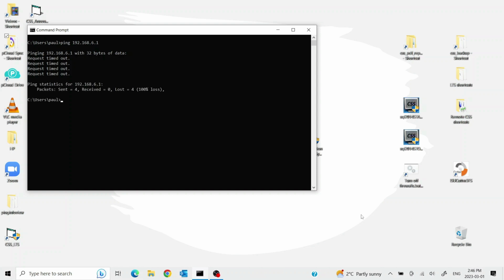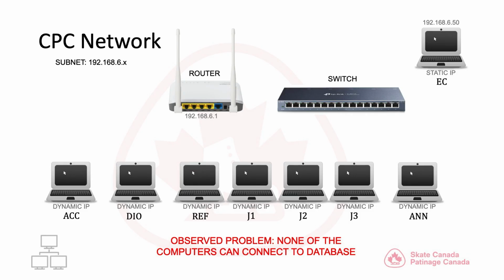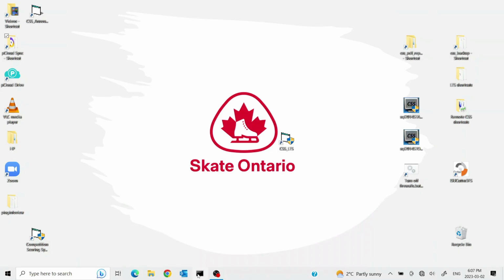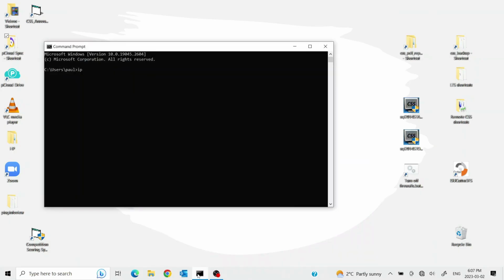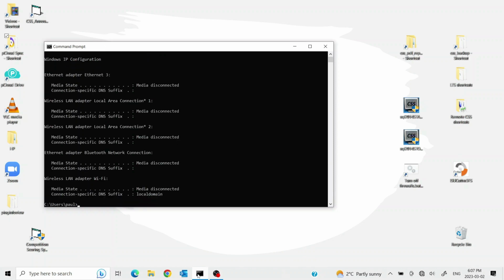Another possibility is that the switch is not connected properly to the router LAN port. So we walk over to the switch and router and we see that all the indicator lights are on. So this tells us that things are turned on, things have power. And we also see that the switch is correctly connected to the router LAN port. So that's not the problem. So we go back to the EC computer. We then check to see if the network adapter is configured properly on the EC computer. To check this, we run an ipconfig command.